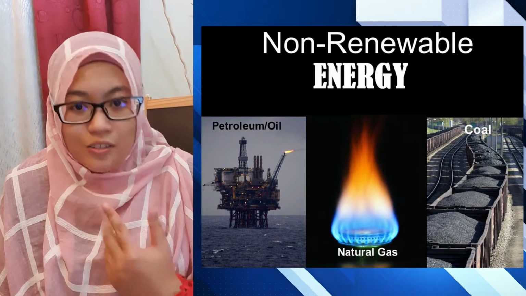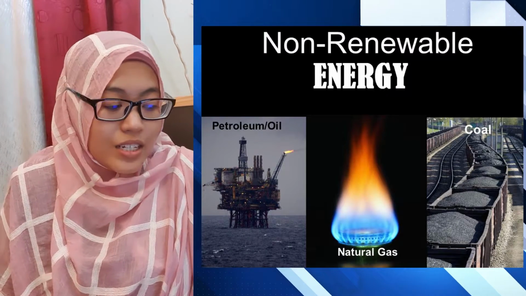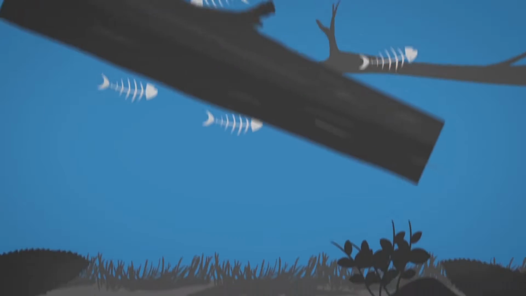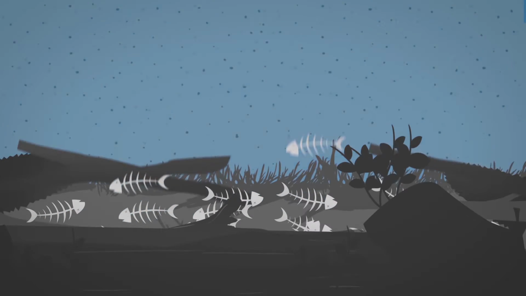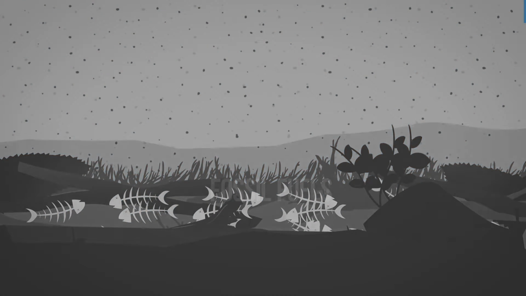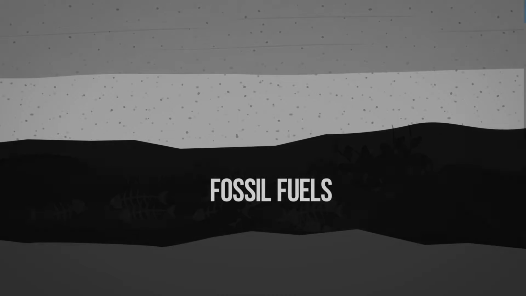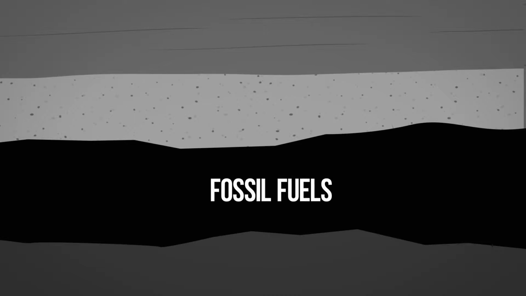Almost 95% of the world's energy use is from fossil fuels, which are coal, petroleum, and natural gas. All of these energy sources are made from animals and plants that died millions of years ago, and they were then decomposed to create a usable source of energy for humans.